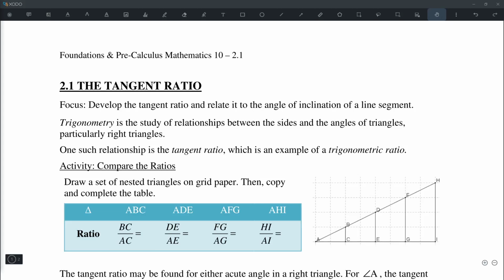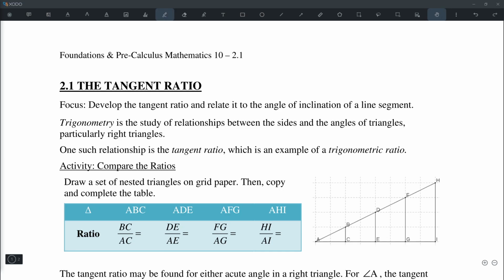Hello everyone. So today we're going to go over section 2.1, the tangent ratio. Trigonometry is the study of relationships between the sides and angles of triangles, particularly right triangles. Today we're going to be looking at the tangent ratio, which is an example of a trigonometric ratio.